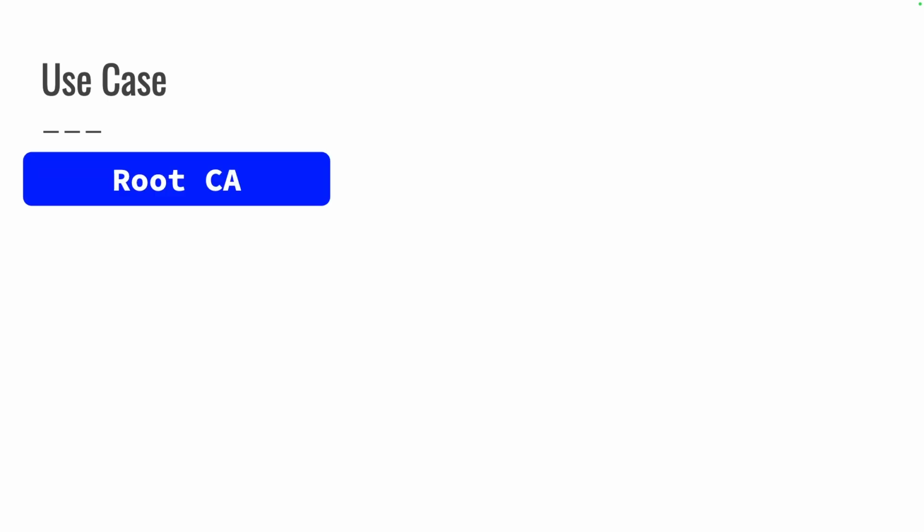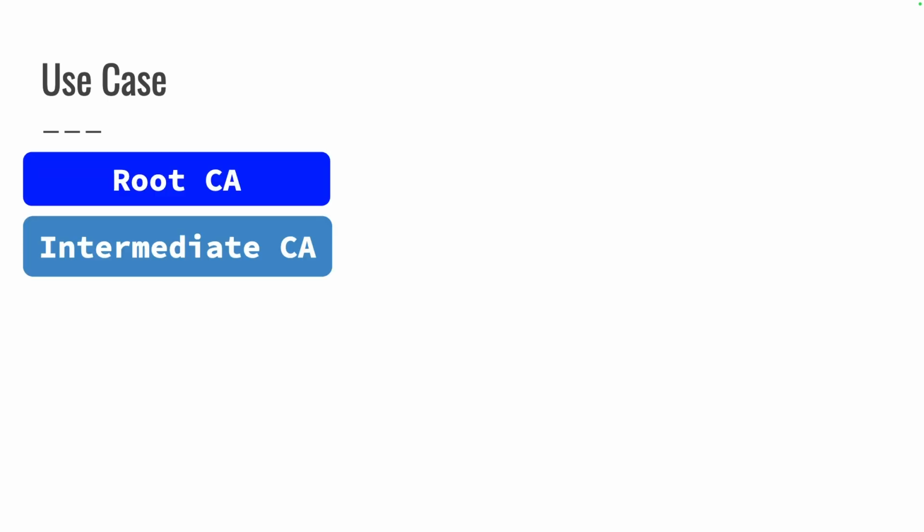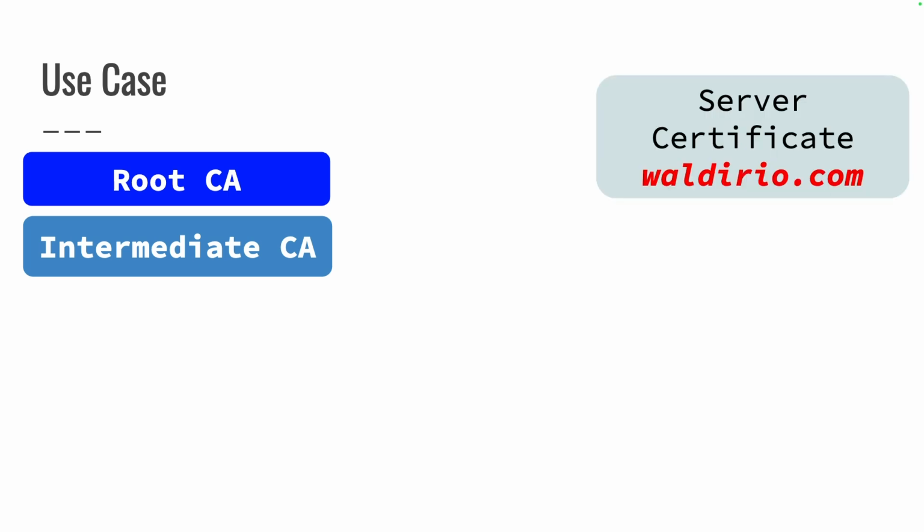We have the root CA, then we have the intermediate CA. In general, root CA will just sign the certificates of intermediate CA. And the intermediate CA is the one that will be signing the customer certificates. So let's suppose that I have my server certificate and I would like to work with HTTPS for valdirio.com. So I would like to request that certificate.